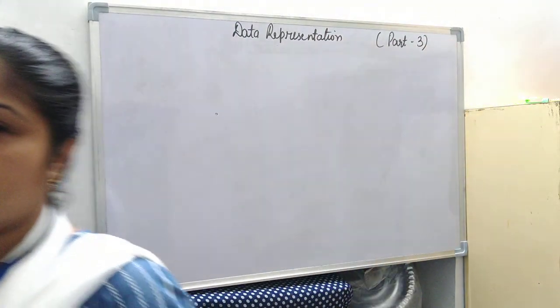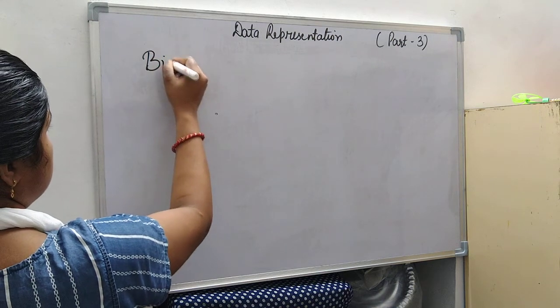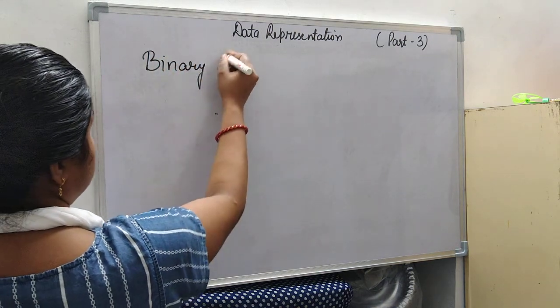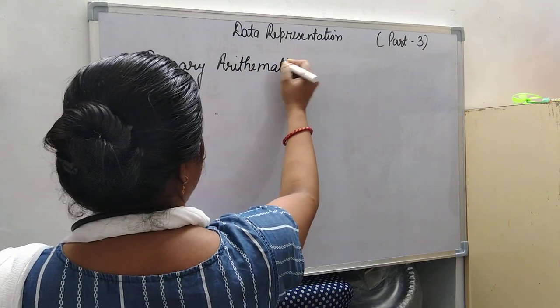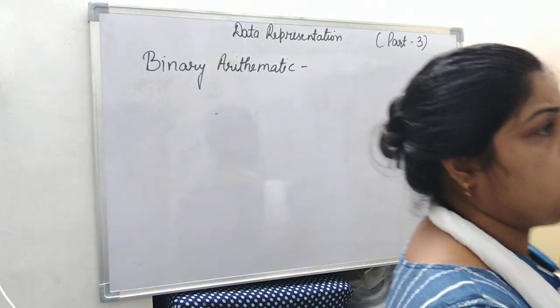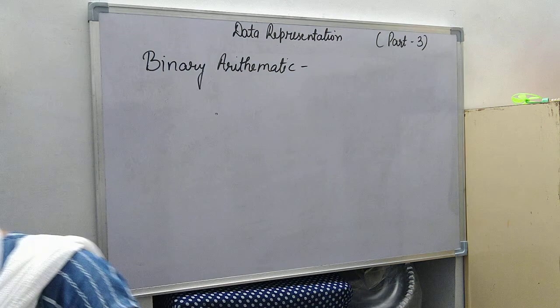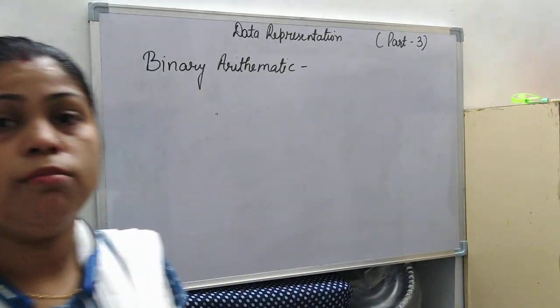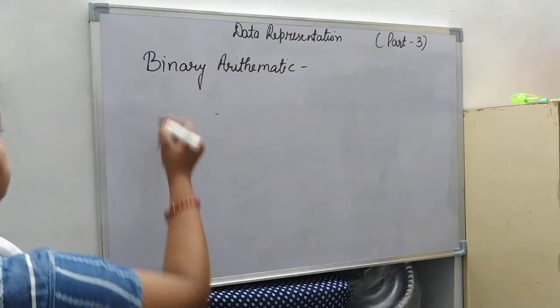In this video we will discuss binary arithmetic. Binary arithmetic means how binary numbers can be added with other binary numbers, or subtracted, or multiplied or divided. So all the basic mathematical functions, how they can be performed with binary numbers, we will see in this particular section.